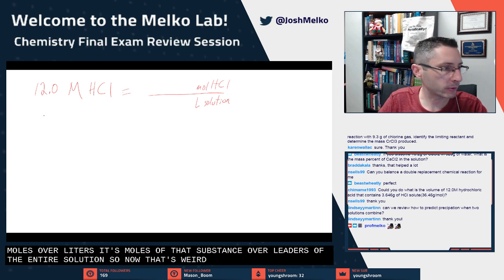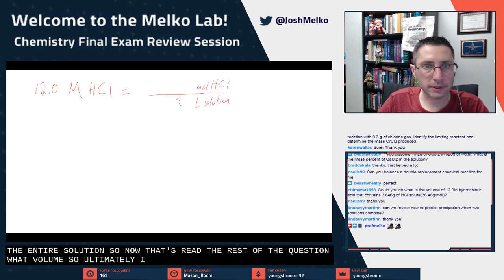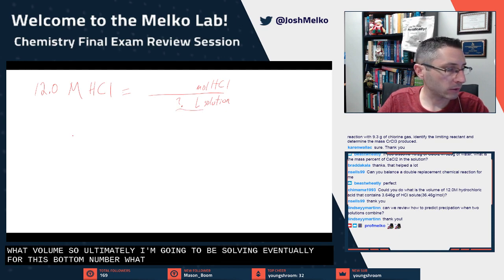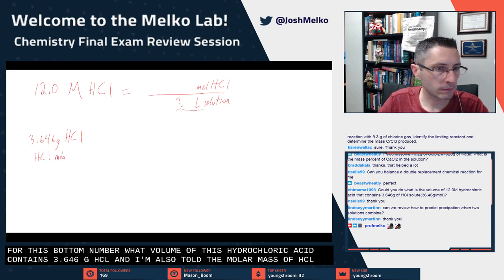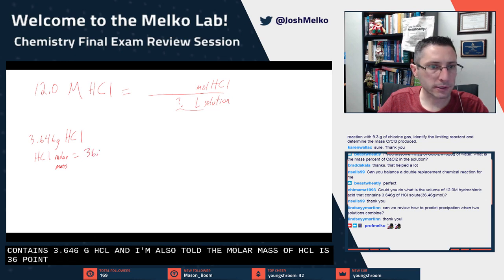So now let's read the rest of the question. What volume, so ultimately I'm going to be solving for this bottom number. What volume of this hydrochloric acid contains 3.646 grams HCl? And I'm also told the molar mass of HCl is 36.46 grams per mole.